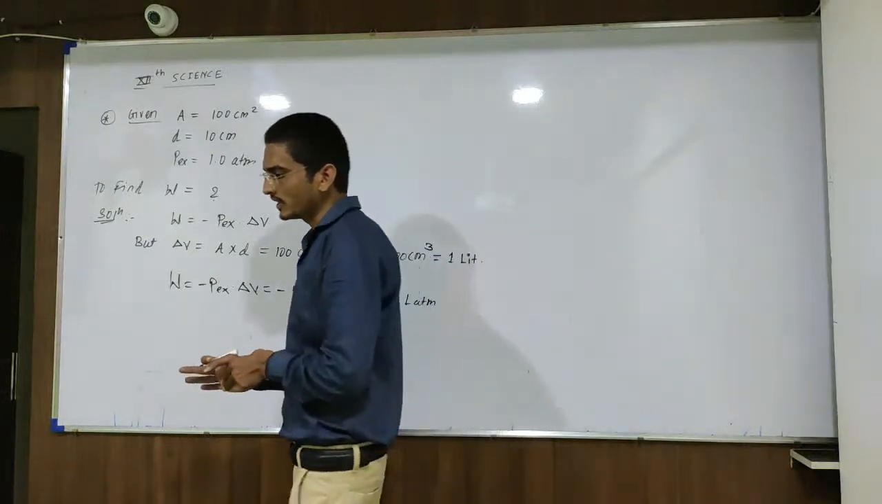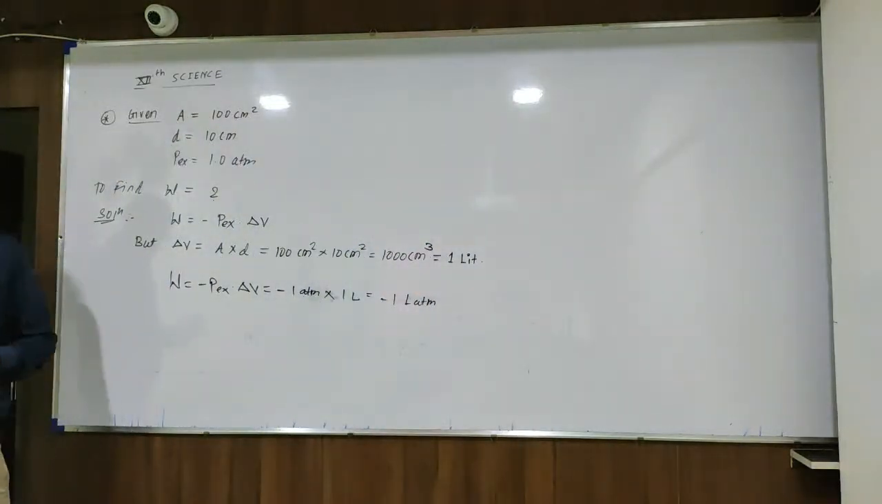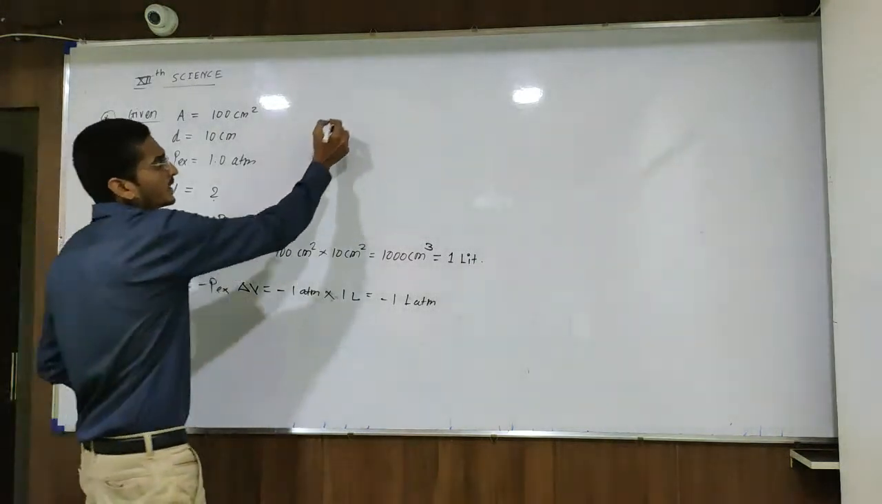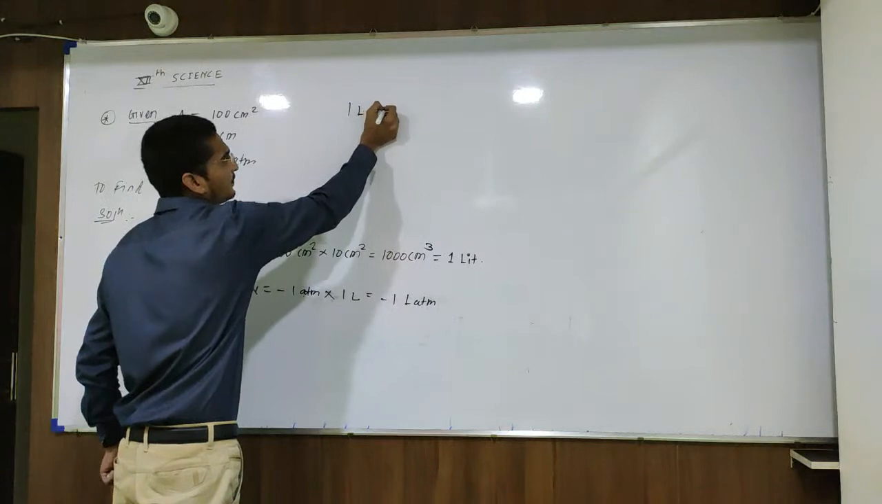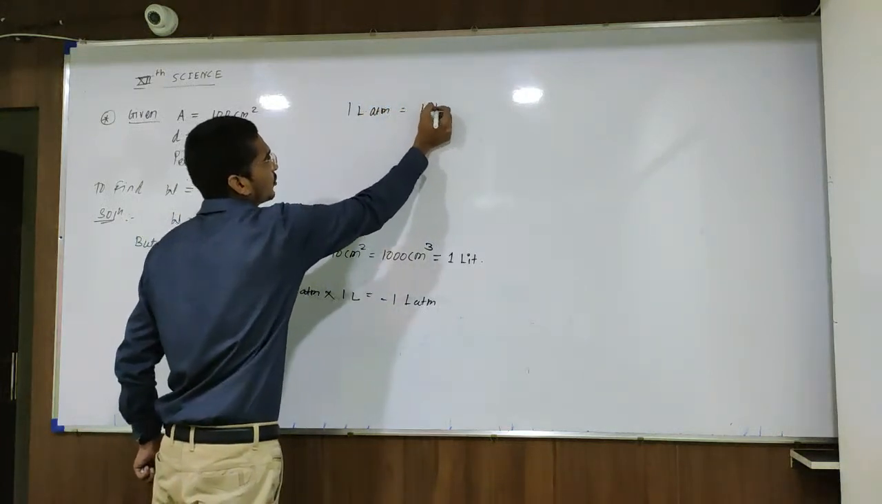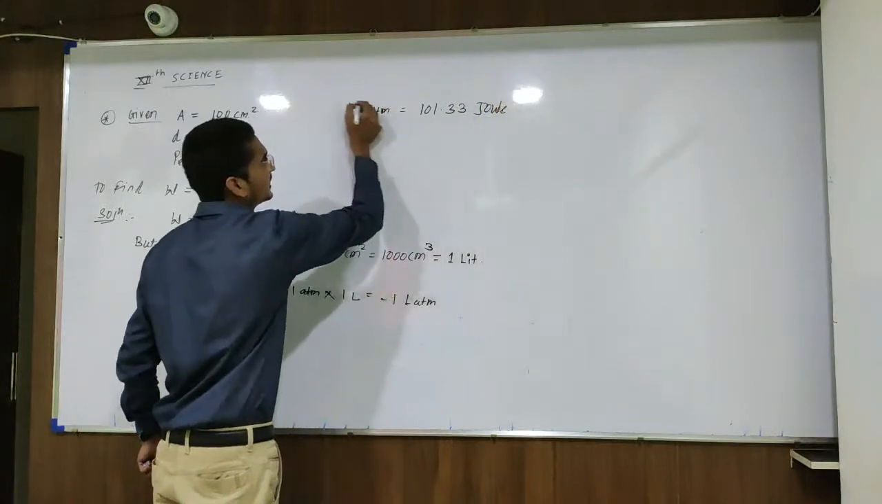So what is the relation between liter ATM and joule? You know very well. 1 liter ATM is equal to 101.33 joule. We have already seen this relation.